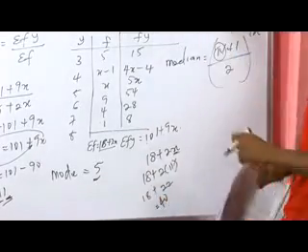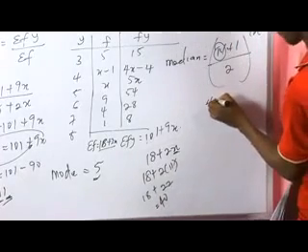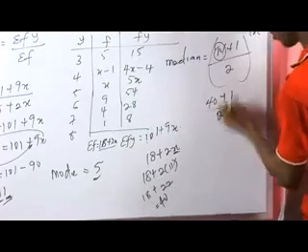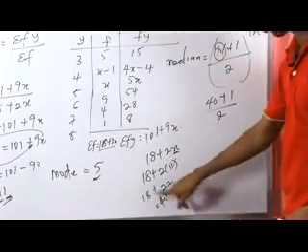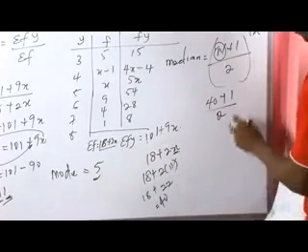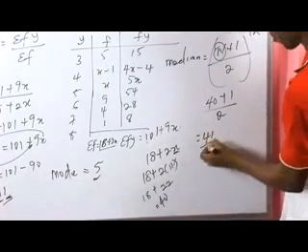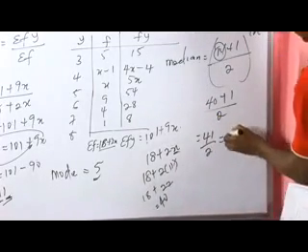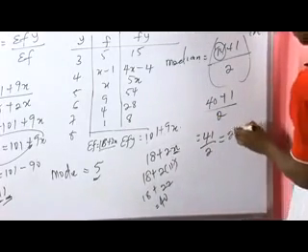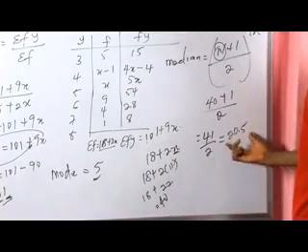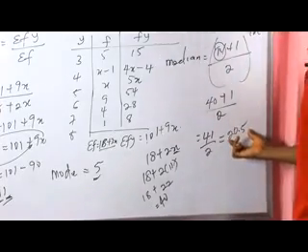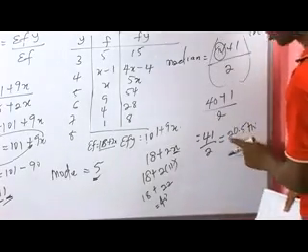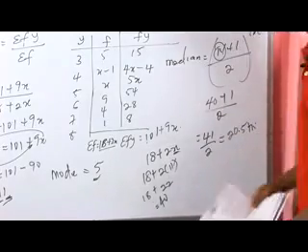That means we have n to be 40. So it's going to be 40 plus 1 all over 2. If you add this up, we get 41 all over 2. Now, if you divide this, we have 20.5. That means our median can be found at position 20.5.